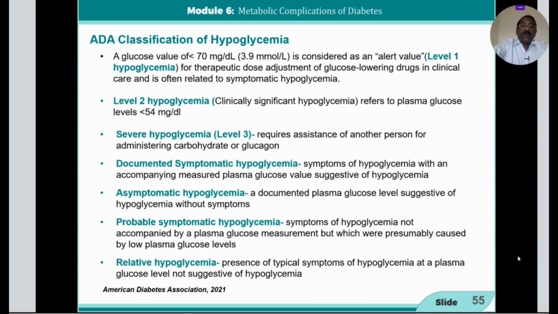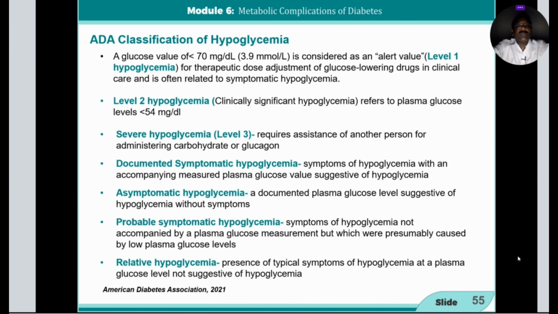Documented symptomatic hypoglycemia: symptoms of hypoglycemia with an accompanying measured plasma glucose value suggestive of hypoglycemia. Asymptomatic hypoglycemia: a documented plasma glucose level suggestive of hypoglycemia without the symptoms. So that is also there. His blood sugar is low, but he is not having any symptoms of the hypoglycemia.